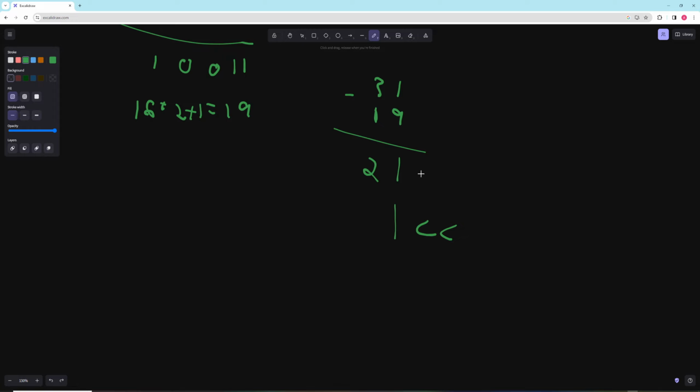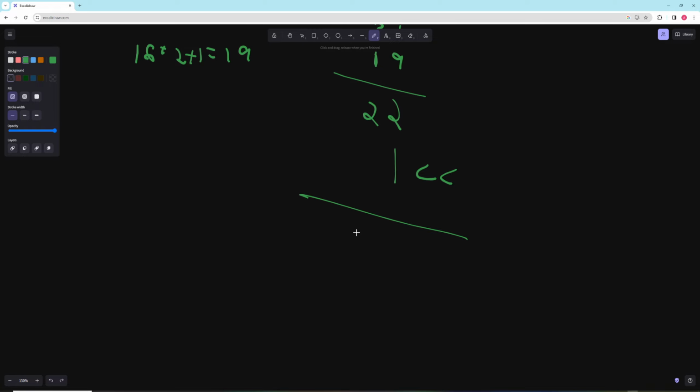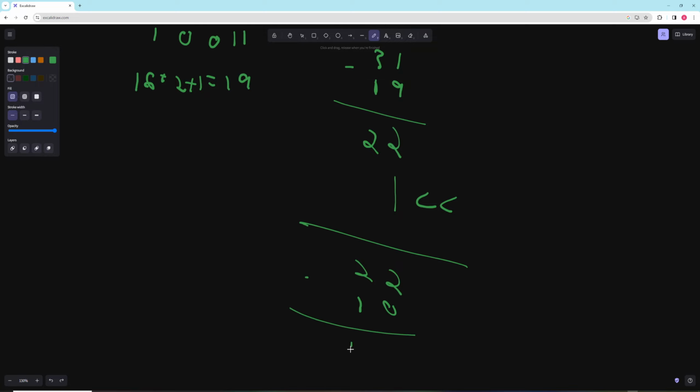So essentially, this isn't 10. When you borrow a 10, you would get 10 plus 1, so this would be 11. So there we go. If this was 11, then you would get 2 here. So you get 22, and then you would get 22 and 11. 10. There we go. And then now you subtract them again, so you would get 12.